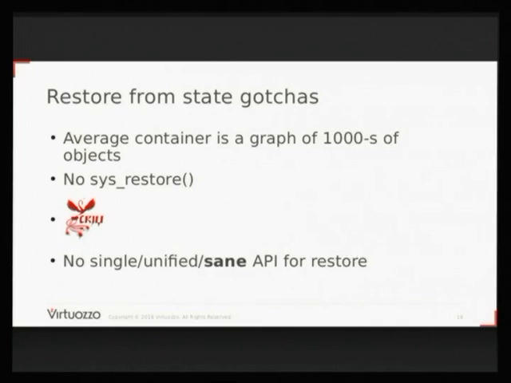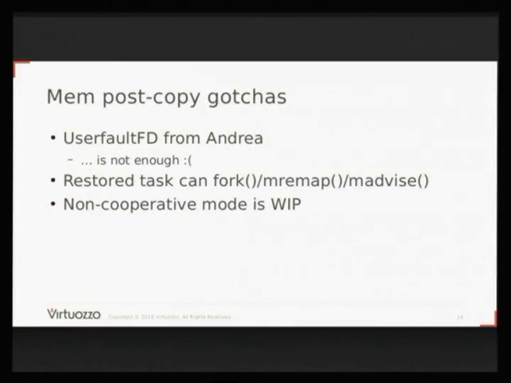And this stays true for quite a lot of kernel APIs. All the APIs for recreating stuff are also very diverse, and CRIU has to deal with this complexity to recreate that stuff. And the last interesting step is memory post-copying. This is already implemented by Andrea Arcangeli. The thing is called userfaultfd.